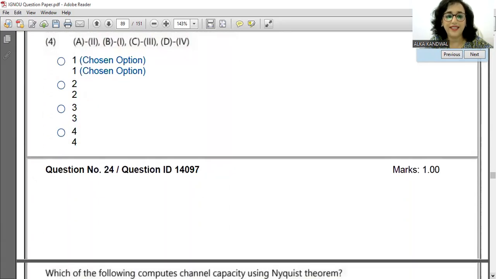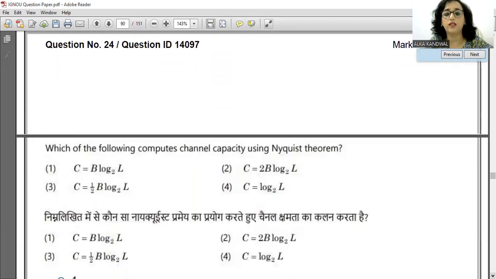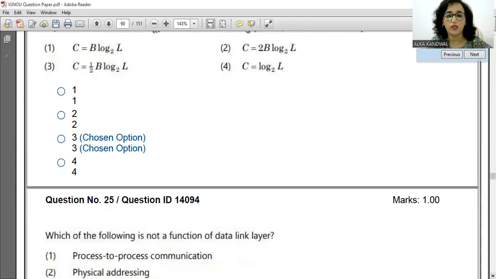Explanation given. Which of the following computer channel? Now see, Nyquist theorem, that is again an unexpected question, but just remember that C is equal to 2 into B log L to the base of 2. So that is the Nyquist theorem. Application of it is beyond your syllabus, they will not ask for the explanation. The formula bhi, that is of very high level na. But it is coming, so that is why it is your duty to remember all these things, no? So the answer to it is option 2.